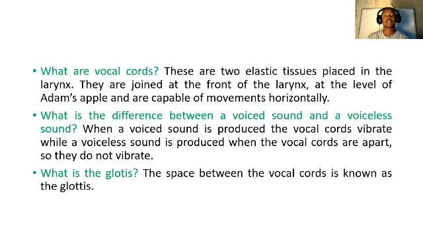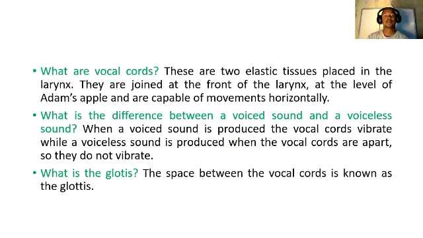What are vocal cords? These are two elastic tissues placed in the larynx. They are joined at the front of the larynx at the level of the Adam's apple and are capable of movement horizontally. What is the difference between a voiced sound and a voiceless sound? When a voiced sound is produced, the vocal cords vibrate, while a voiceless sound is produced when the vocal cords are apart, so they do not vibrate. What is the glottis? The space between the vocal cords is known as the glottis.